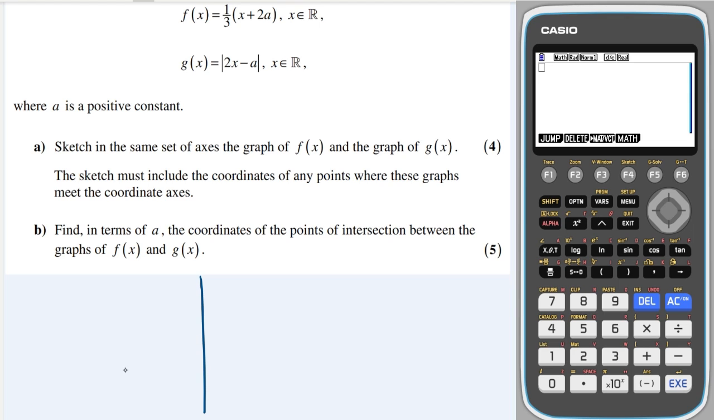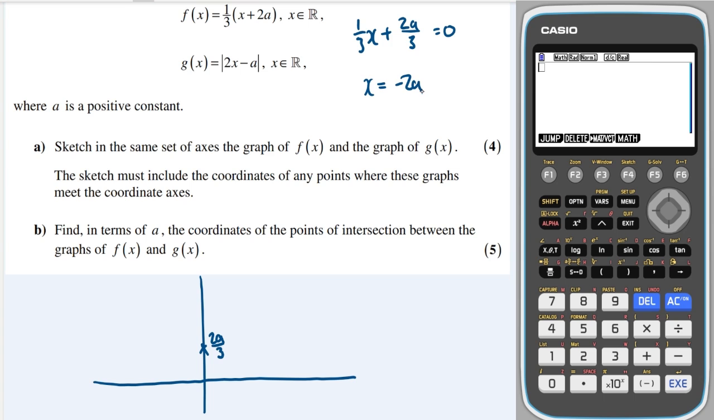So I will draw my sketch like this, and I will start by drawing this function, which is just 1/3 x plus 2a over 3. So we know the y-intercept is going to be here at 2a over 3. We can set it equal to 0, which will give me that x is equal to minus 2a. So it's going to go through here at minus 2a. And that's it. We can draw that one now. Lovely. Label that one f of x.